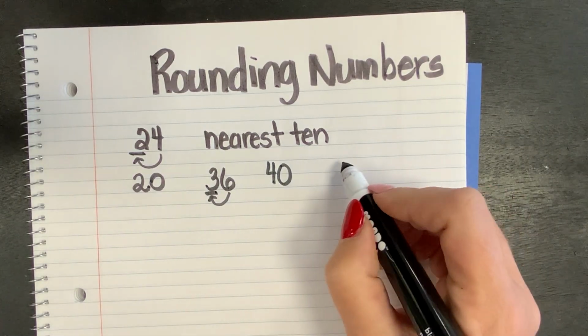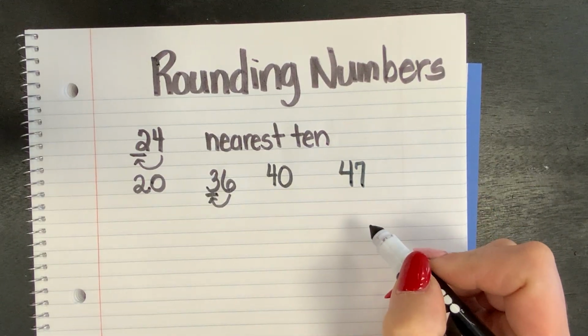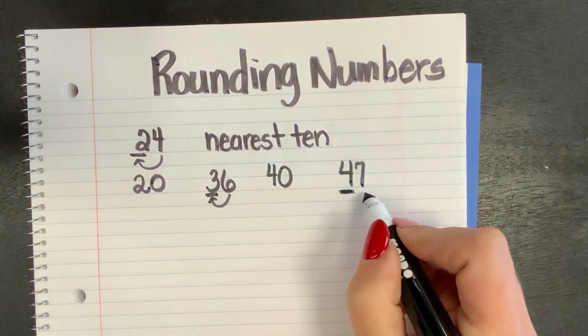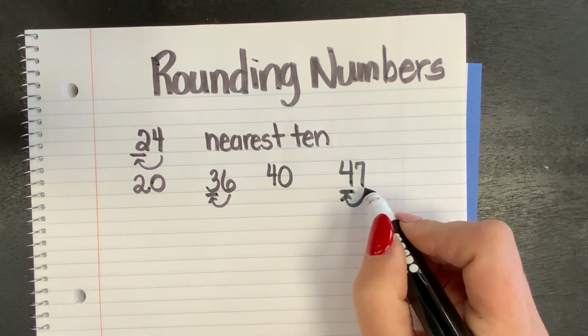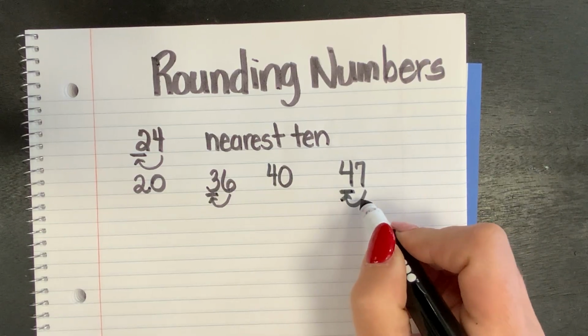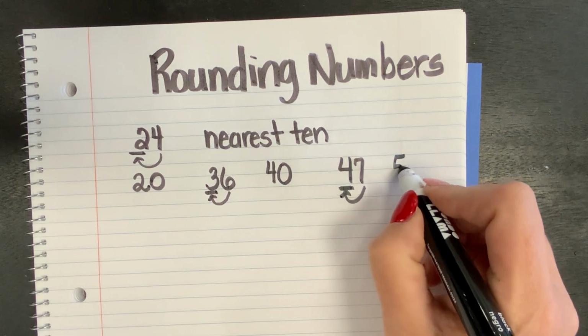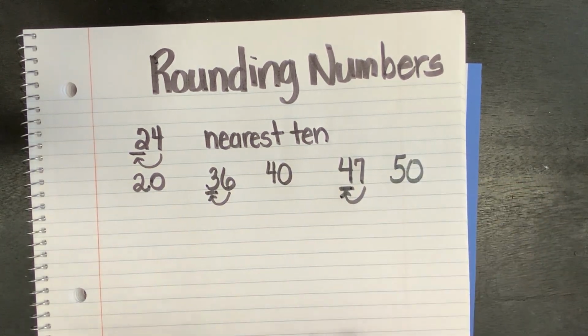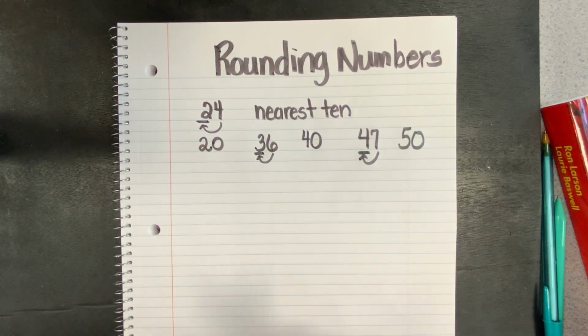Now I want you to try this next one, 47. Did you underline the tens place? Did you look at the number behind in the ones place and say, hey, this is 5 or more? So I'm going to add one more, so this 47 becomes 50. If you did, that's correct. Now make sure you have these written down because the sub will be checking.